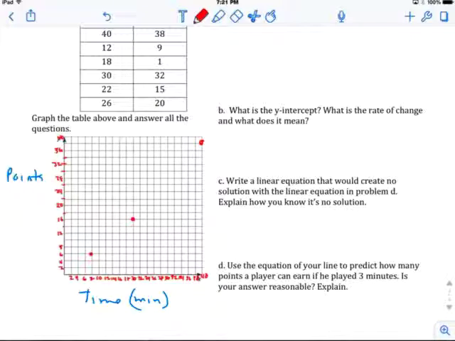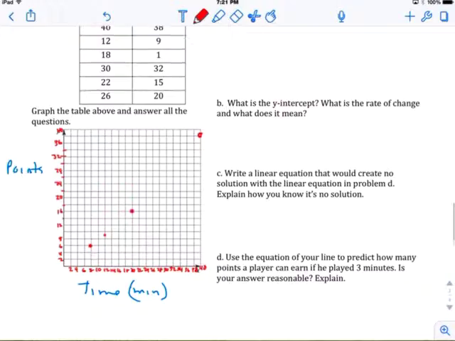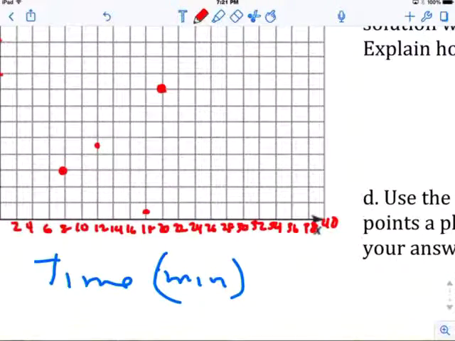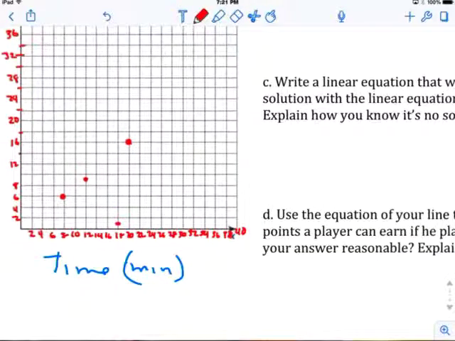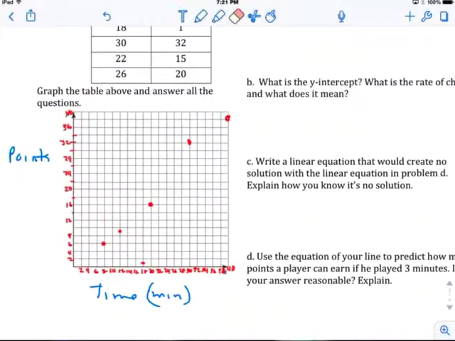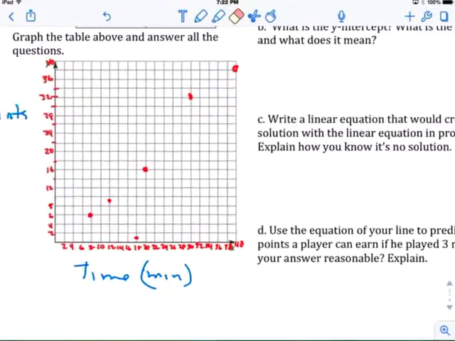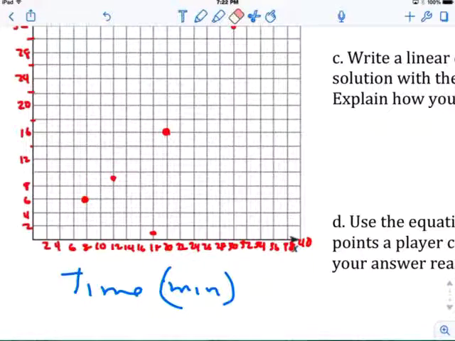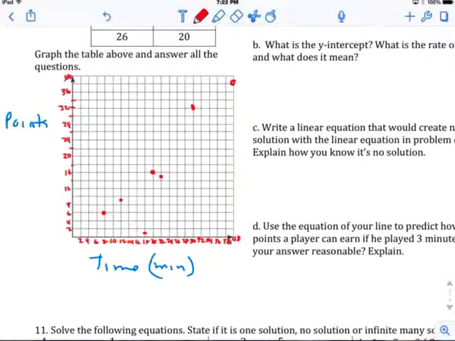12 and 9. 12 and 9. 18 and 1. 30 and 32. 22 and 15. 26 and 20.